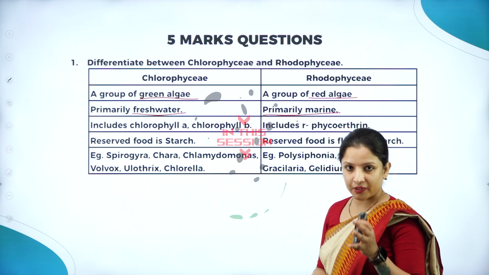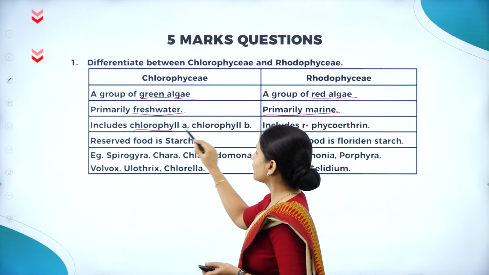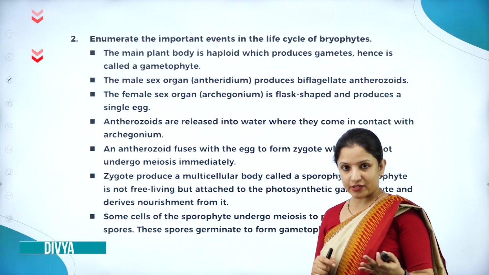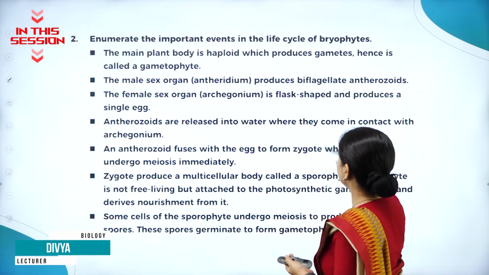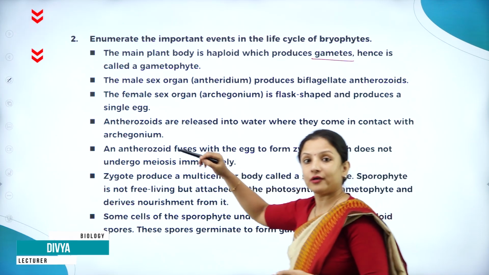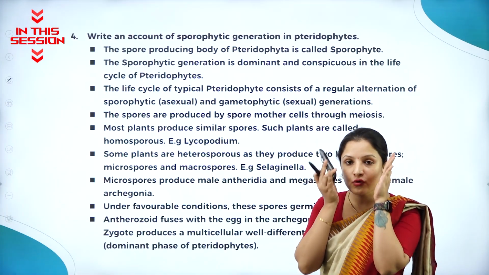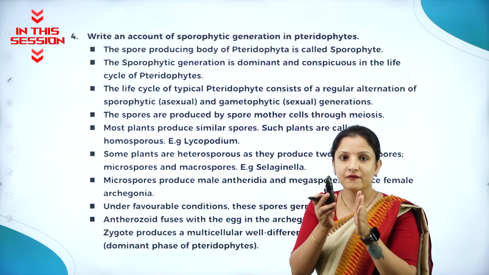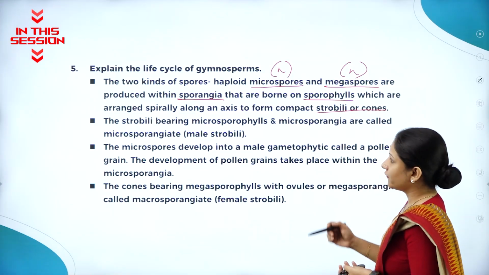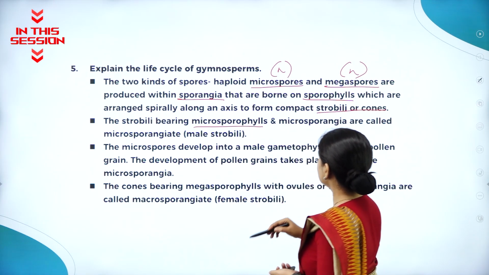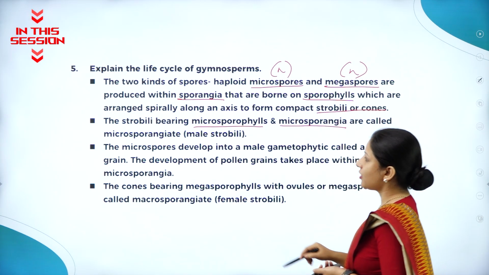Chlorophyceae, they have pigments chlorophyll A and chlorophyll B. The main plant body is haploid, which produces gametes. Therefore, it is called a gametophyte. Sporophyte means the plant body which produces spores. Strobili bear the microsporophylls and microsporangia, and are called the male.